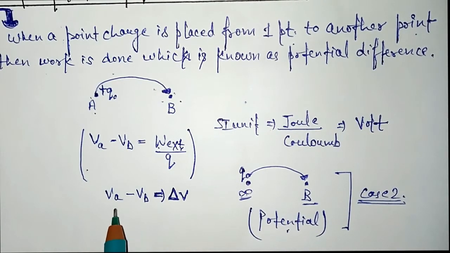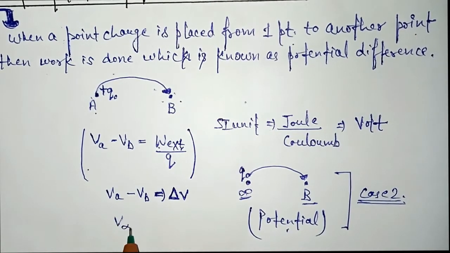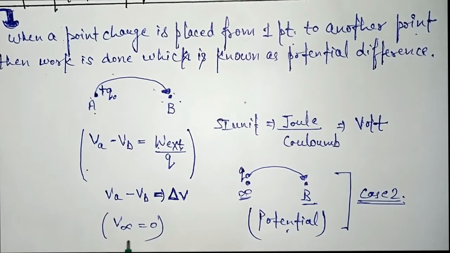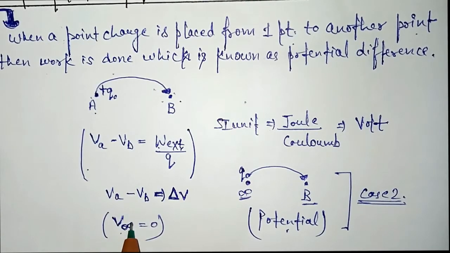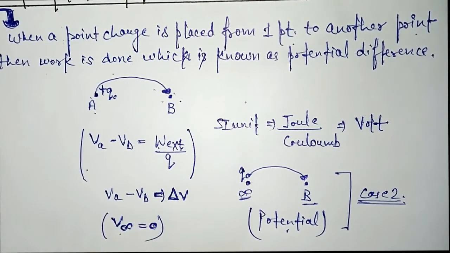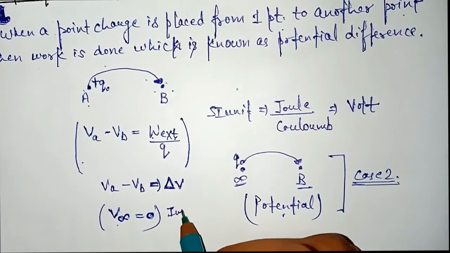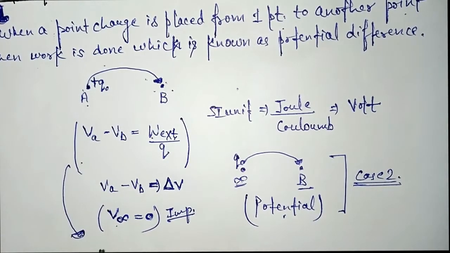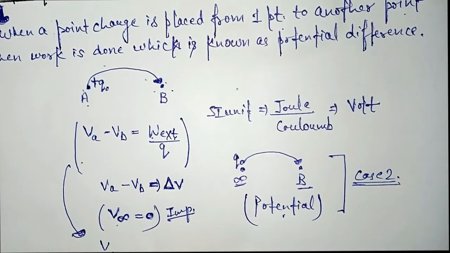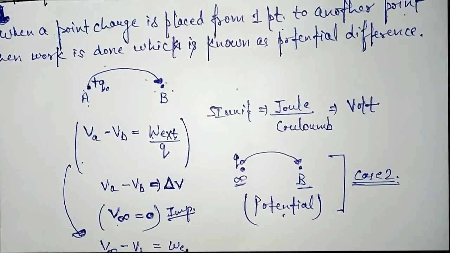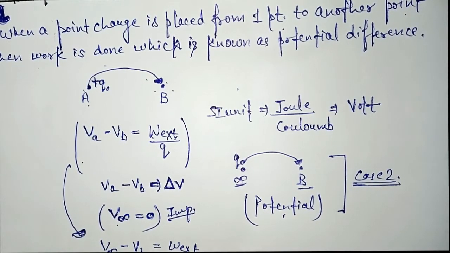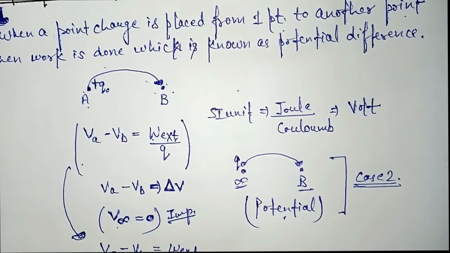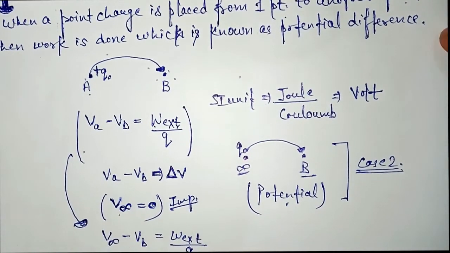Then V infinity is equal to 0. In physics, take potential at infinity equal to 0. It's important. Thus, now see, what's our formula? VA, in place of A infinity came, minus VB is equal to W external by Q. Okay, W external by Q.